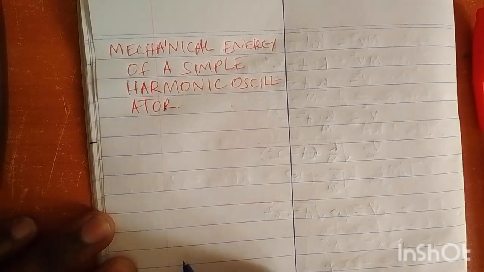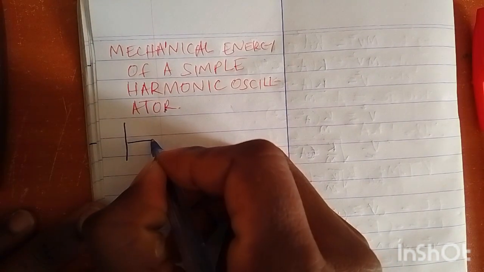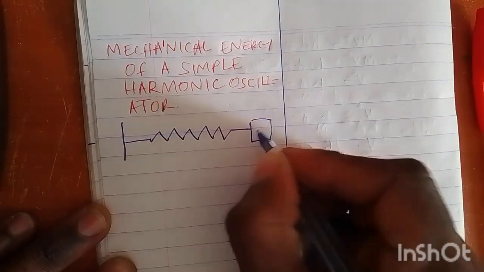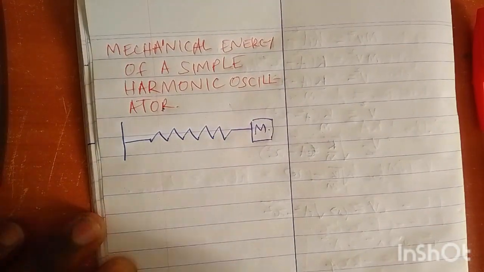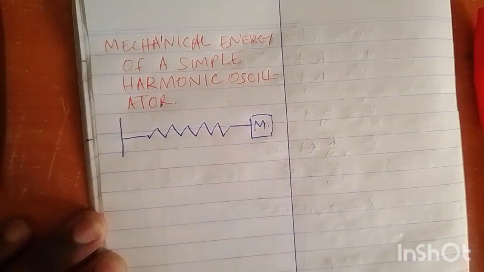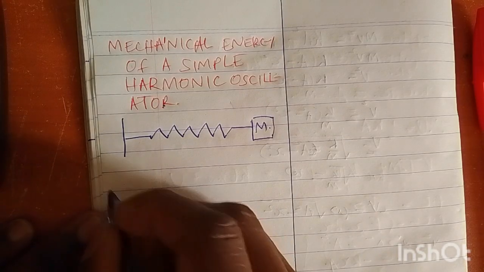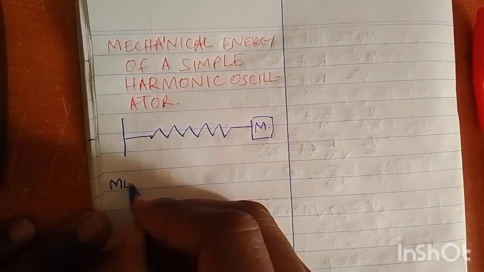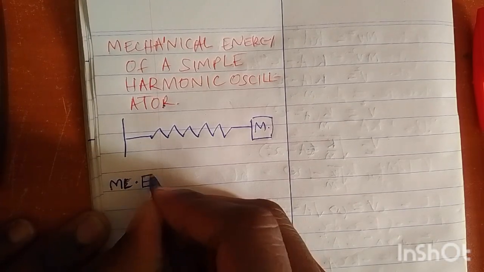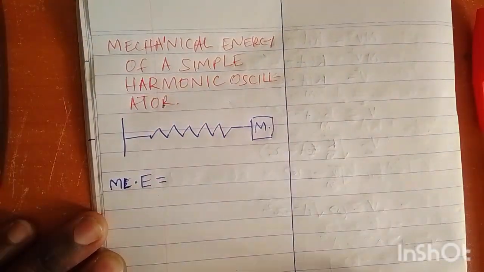Now for a mass spring system, let's say a horizontal mass spring system that looks like that, with a mass attached to its end. Normally, energy can neither be created nor destroyed, but it is transformed from one form to another. Therefore, we normally say that the mechanical energy in any system is given by the summation of the different forms of energy in that system.